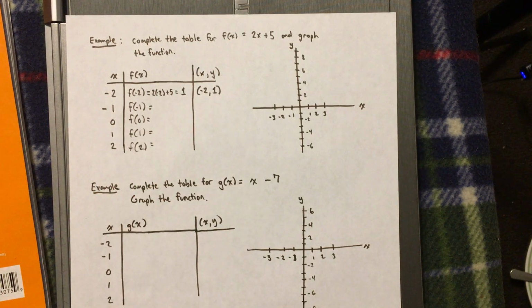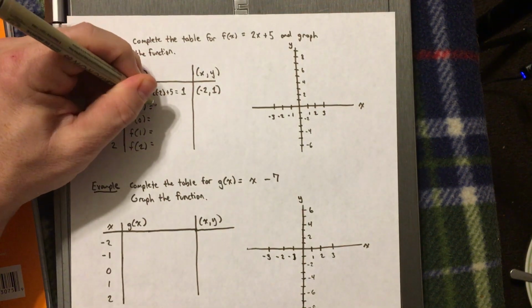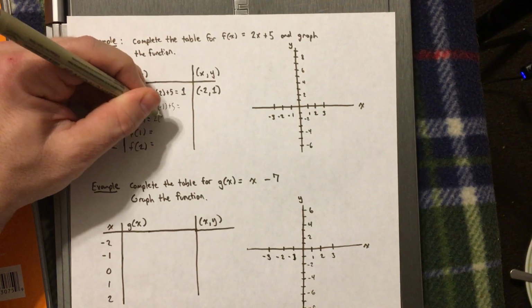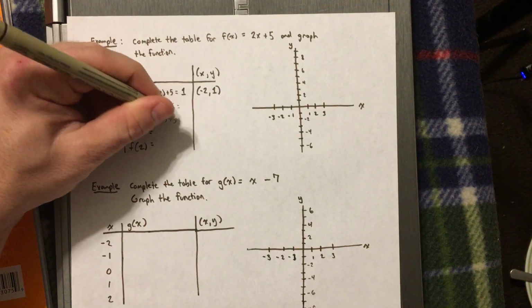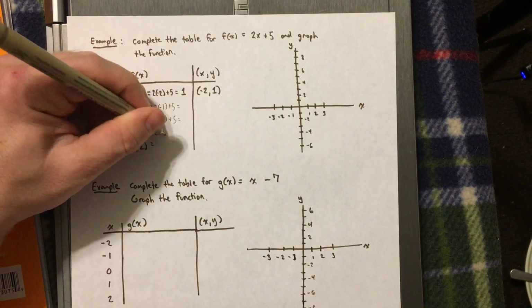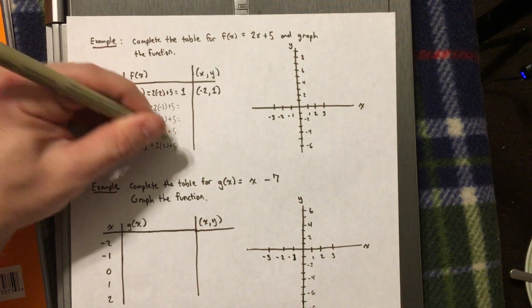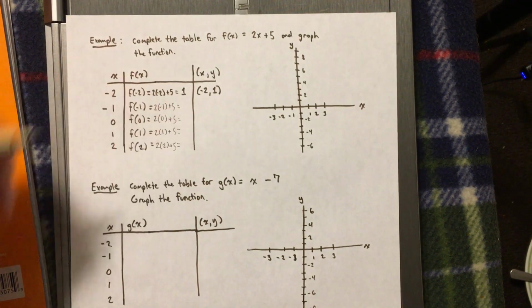so our first ordered pair would be at -2, 1. So we can go down the list and then we can work out the rest of these values for the next inputs down below. So I'm just setting up all my work for each one of these, and we're going to work these out.